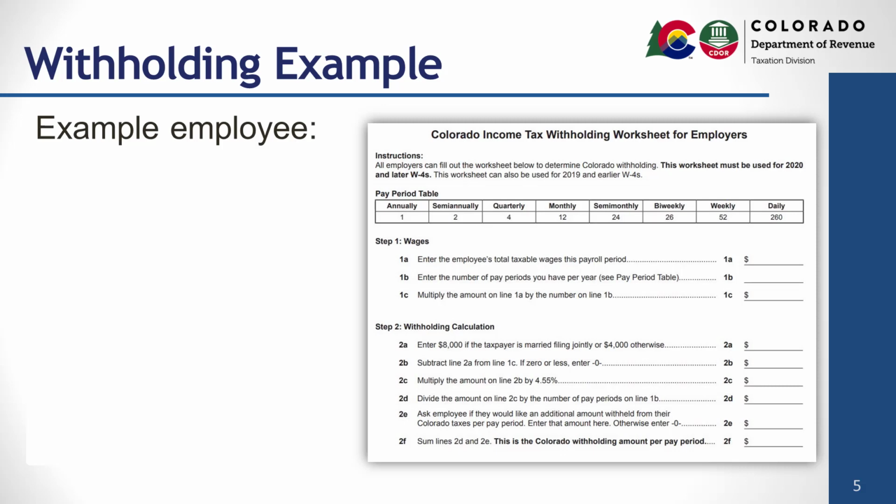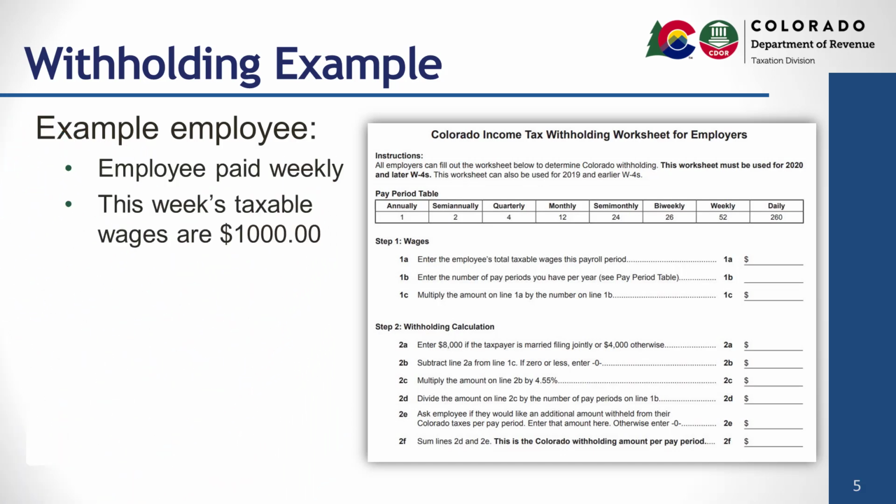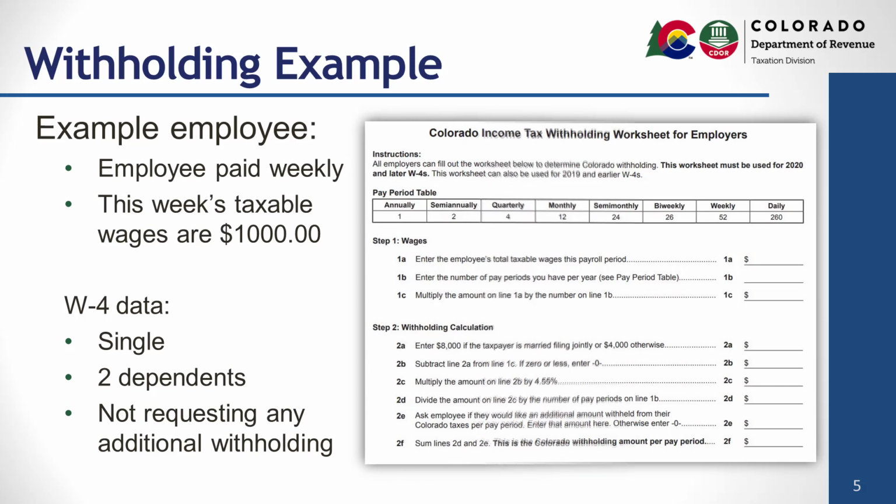Using a basic example, we will show you how to calculate the employee Colorado income tax withholding using the 2020 version DR 1098 wage withholding worksheet. Be sure when starting calculations that you are using the employee taxable wages. This is the gross wages less any pre-tax deductions. Our example employee is paid weekly and has taxable wages of $1,000. The W-4 shows that the employee is single with 2 dependents and is not requesting any additional withholding.